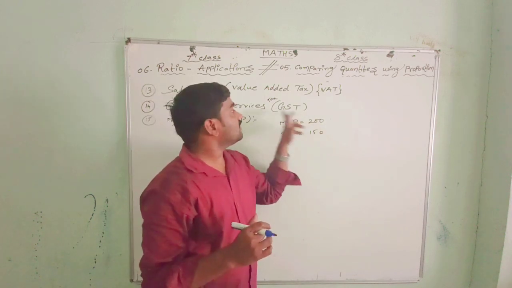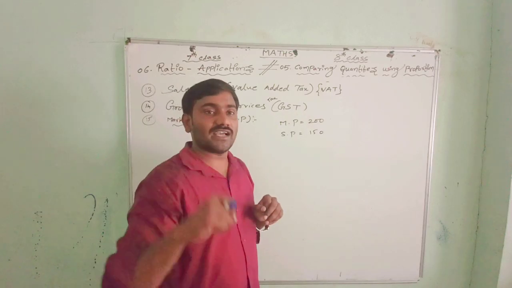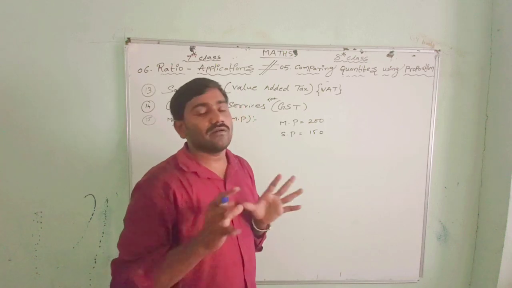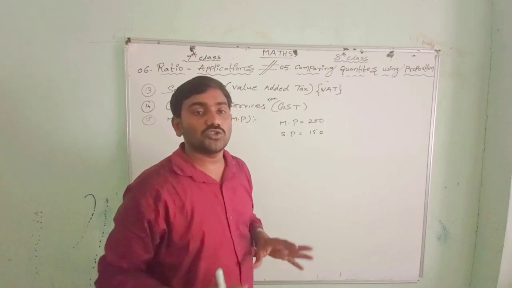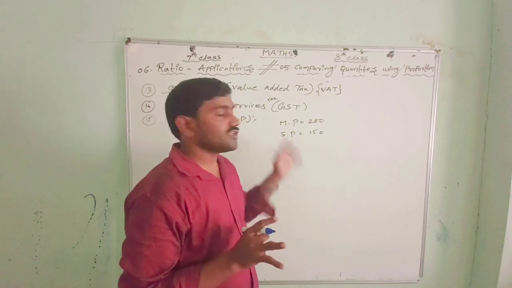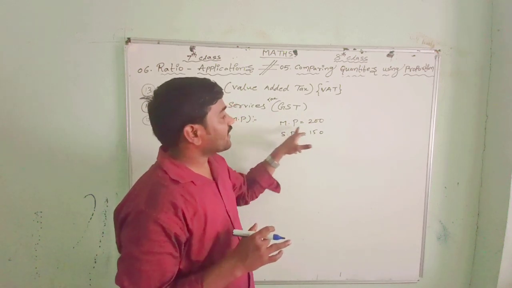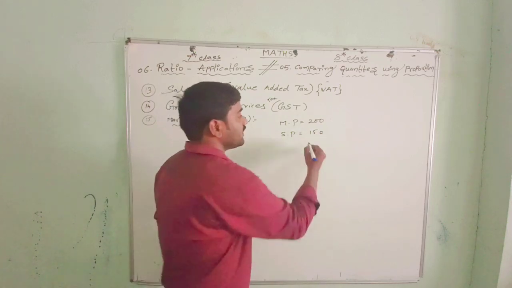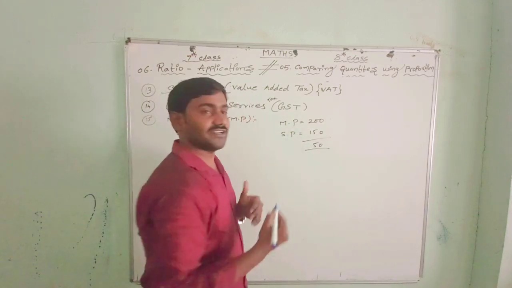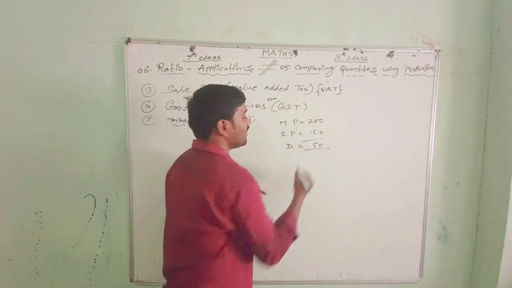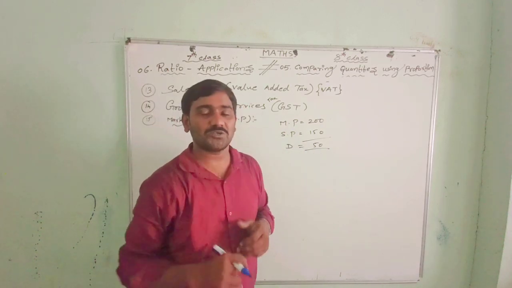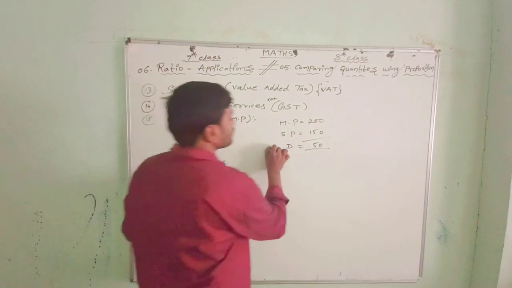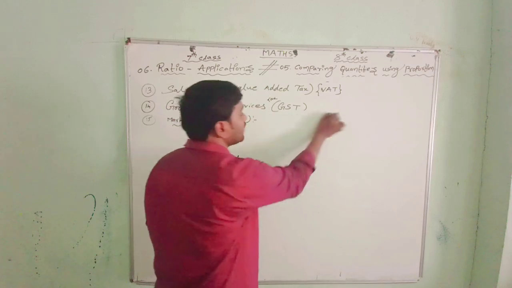If you see on every article, it will be written "including all taxes and including GST." GST will be mandatory in our country, and GST bills will be there with us. They will pay the bill including GST only. So here the market price is 200, and the selling price is 150 rupees. Then you are getting 50 rupees less. What is this 50 rupees called? That is called discount. You got 50 rupees discount. I hope you understood the meaning of market price.